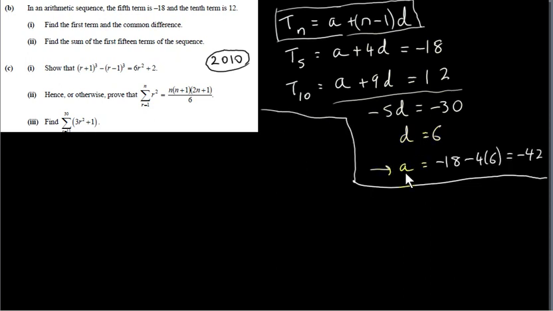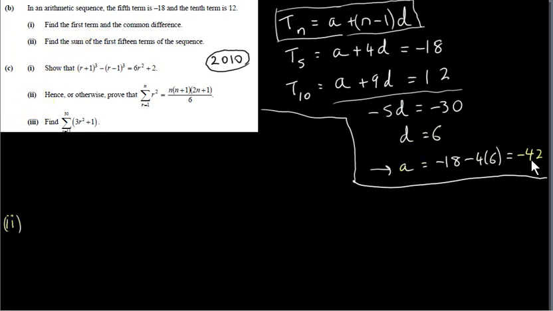So we get the first term A by, what I did was I took the top equation, minus 18 minus 4 times D. Minus 18 minus 4 times 6 is minus 42. So we found the first term A and the common difference D. In part 2, we want to find the sum of the first 15 terms.